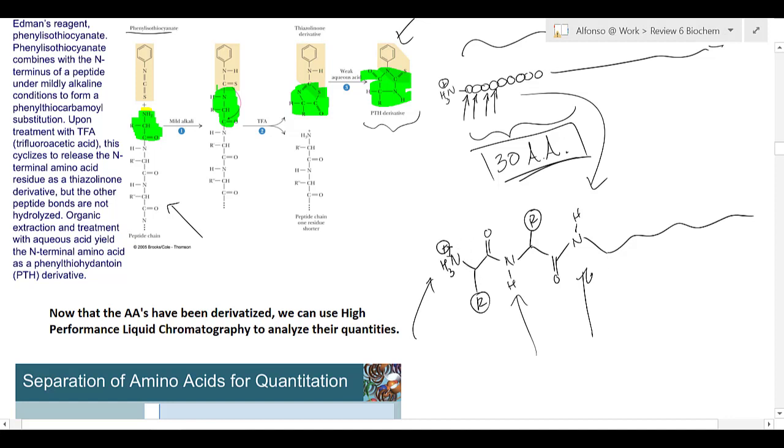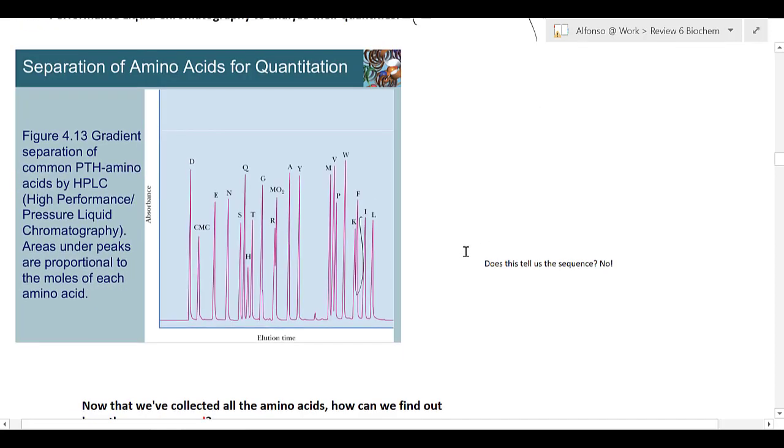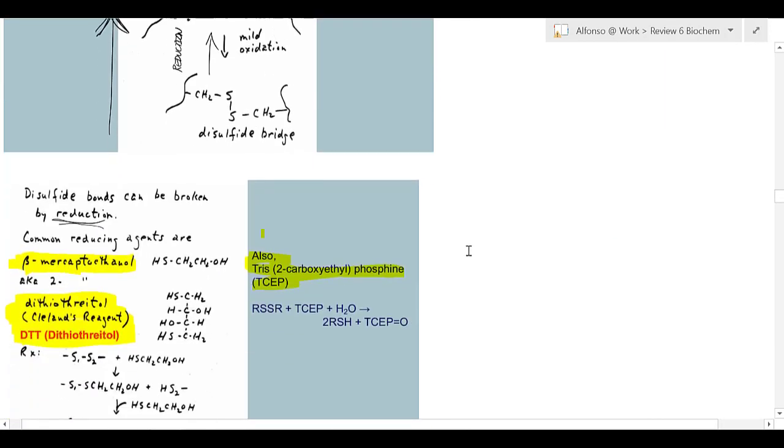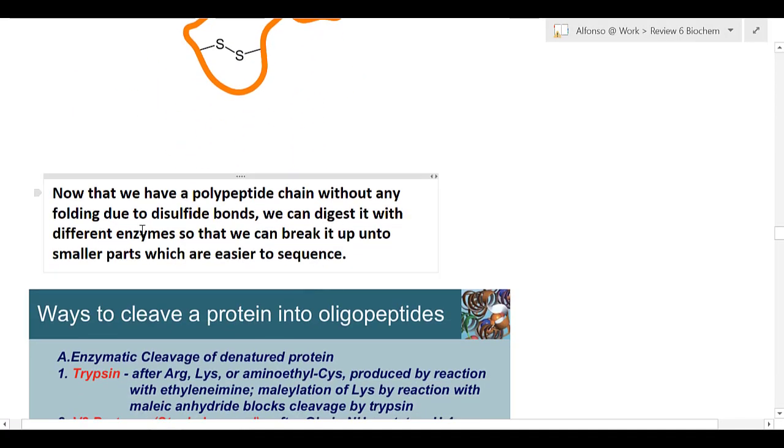So for example, you could modify the N-terminus by putting an acetyl group or a methyl group on it. But what about the side chain of valine? Would you be able to post-translationally modify that by putting an acetyl group on it? Not really. Okay, so no, if we blocked the N-terminus through acetylation, we would not be able to use the Edman reagent on it.